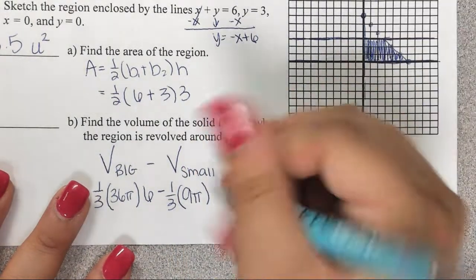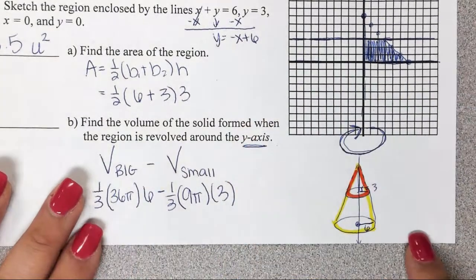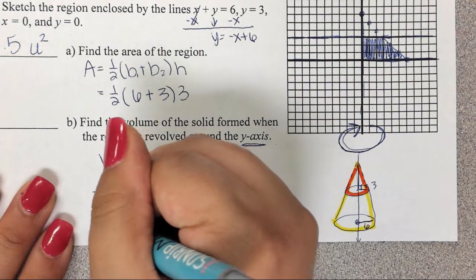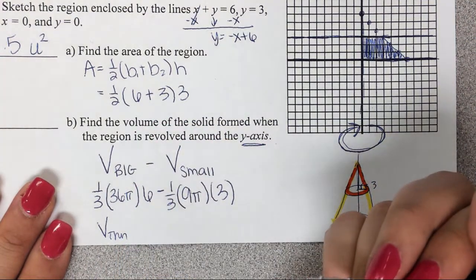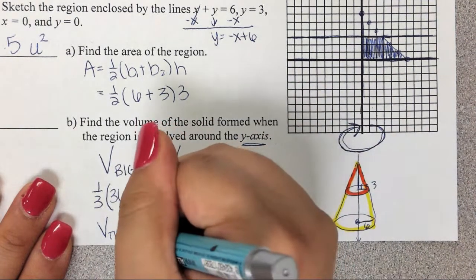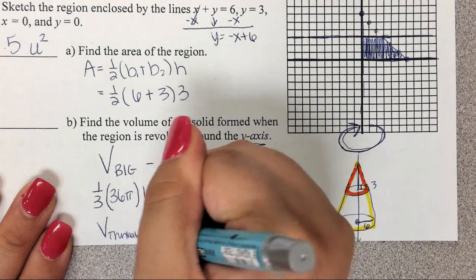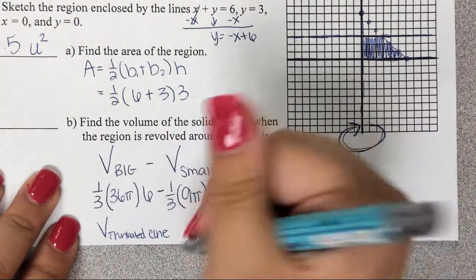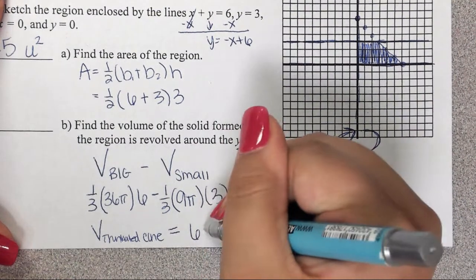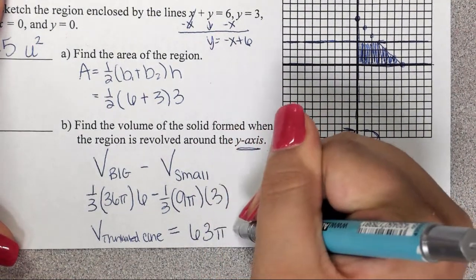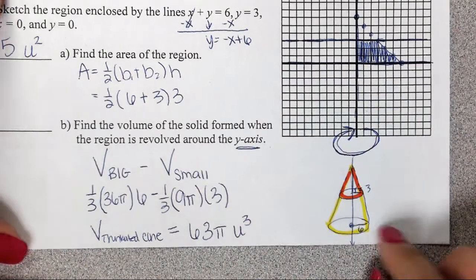What's my height of my small cone? 3. 1, 2, 3. And then you can just put that in the calculator. So literally just go 0.5 times 36 pi. Wait, do you want us to keep it in pi form? Yes, leave it in pi form. Alright. So 36 times 2 minus 9. 63 pi. Units cubed. There you go.